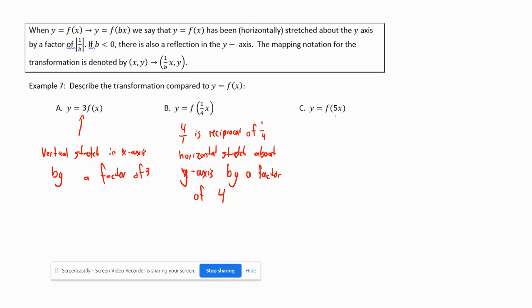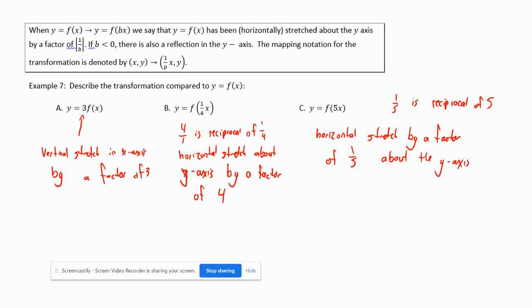Back to this guy. So 1/5 is the reciprocal of 5. So for this case, we have a horizontal stretch by a factor of 1/5. And again, this is about the y-axis.